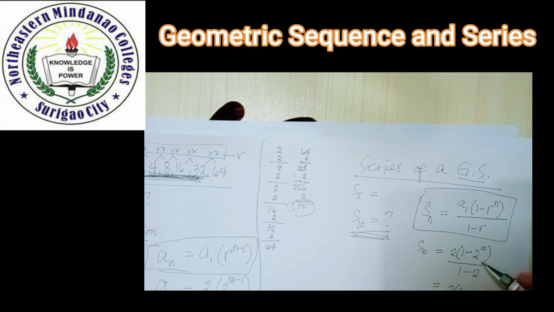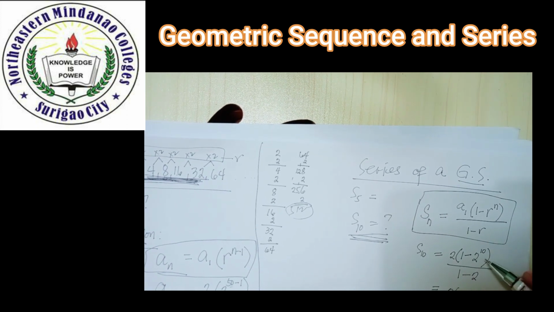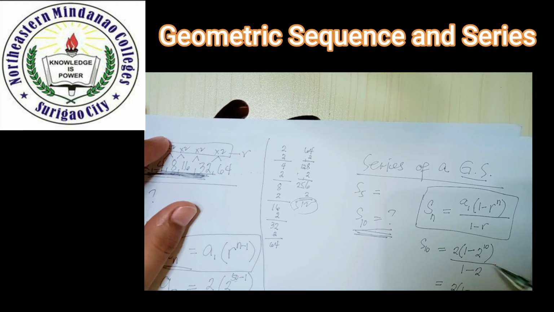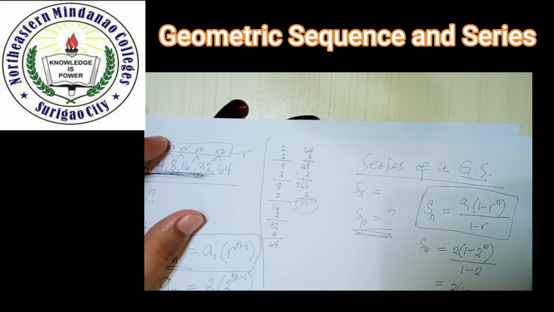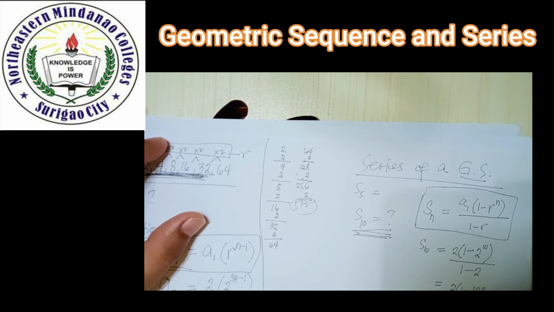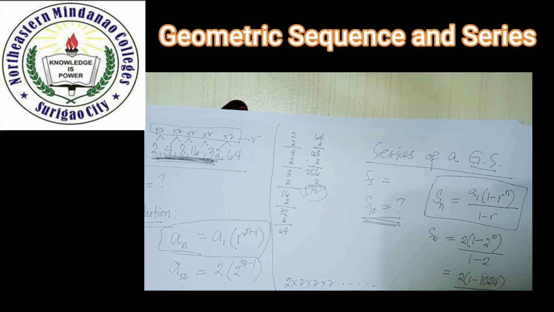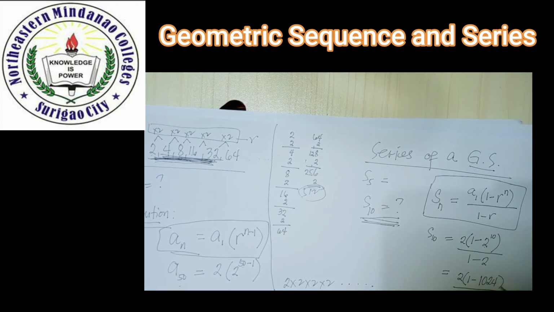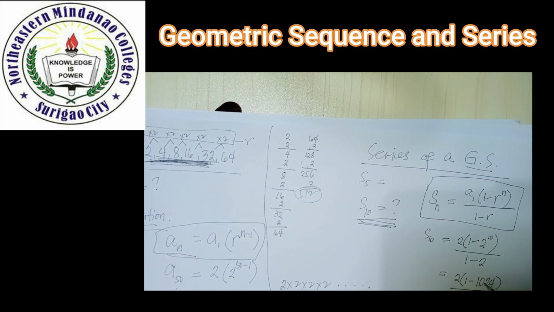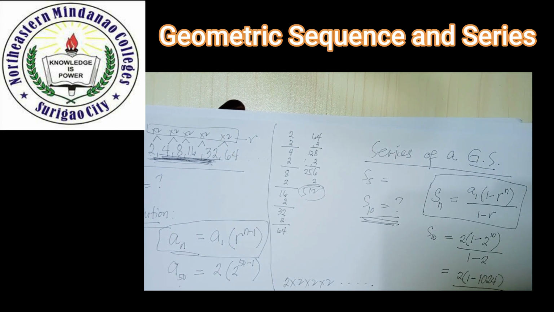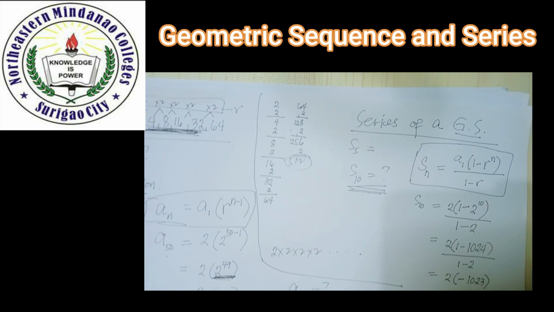So, you copy, 1 minus 2 raised to the power of 10, unsa man to? 2 raised to the power of 10, that is 1,024. So, kindly check na lang. The result equals 1 minus 1,024, so we have 2 times 1 minus 1,024, so negative 1,023. Right? Negative na siya. Pagka-check na lang.